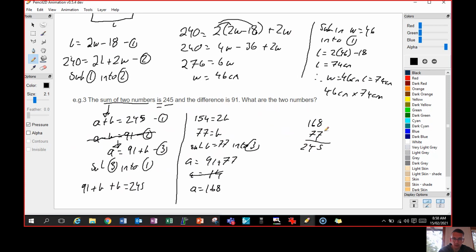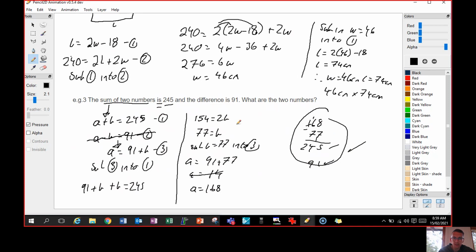Excellent. And the difference is 91. If I subtract those from each other, 168 minus 77 is 91. So that's perfect. So I've checked that they actually add and subtract. Notice I used the one algorithm for both, but did everything there.